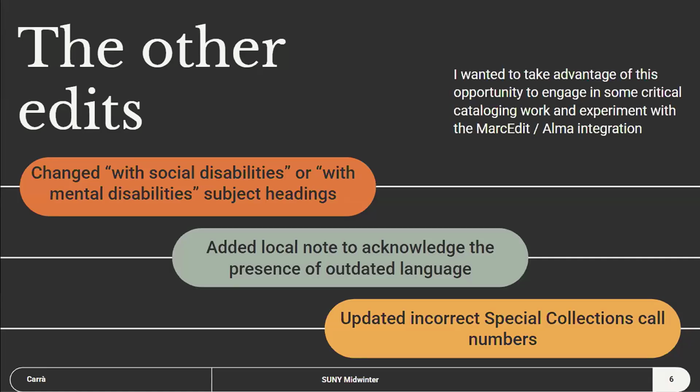Along with that, there were several records that used outdated language. It was what was commonly used, maybe even preferred, when these records were created, mostly in the 1970s or 80s. So I added a note to acknowledge the presence of that outdated language. That also gave me an opportunity to experiment with using the MarcEdit and Alma integration, since those were going to be local notes. And then I also did some work to update some special collections call numbers that were formatted incorrectly, because you can also edit holdings records using MarcEdit.